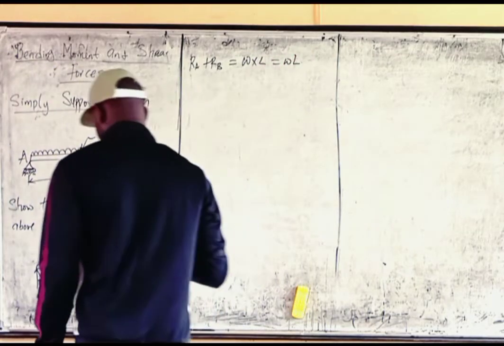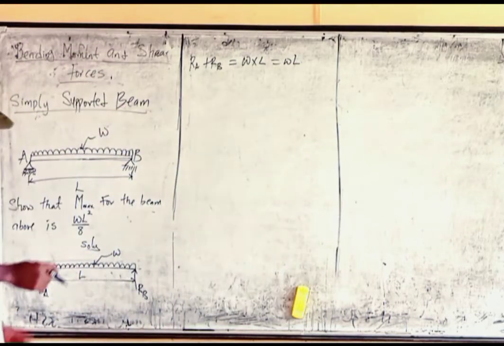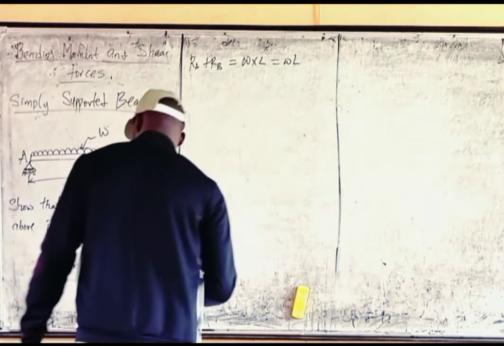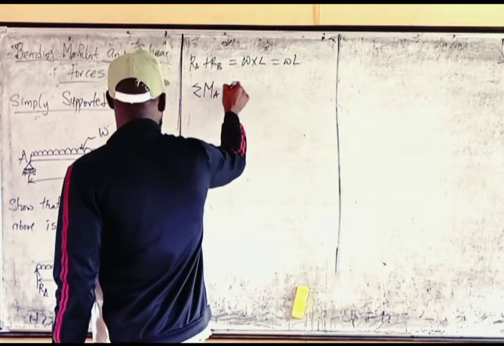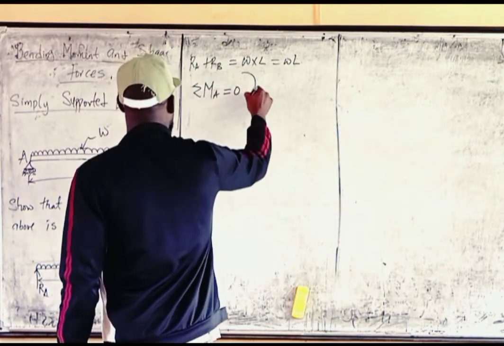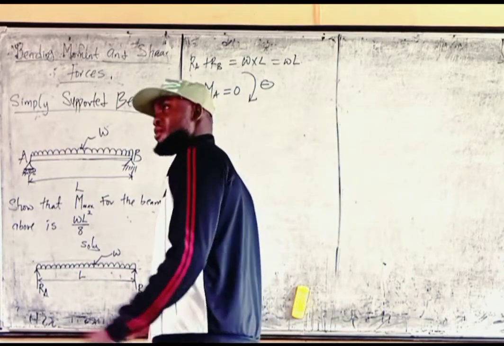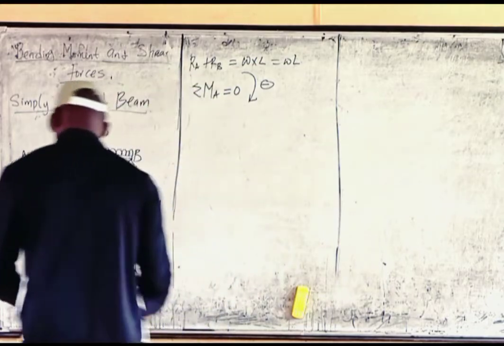The next thing, let's take moment about A. Let's take moment about this point A. All anticlockwise moments will be negative and clockwise moments will be positive. Once again, the sum of moments about A should be equal to 0. In this case, you can take clockwise moment as positive and anticlockwise moment as negative. I'm doing it that way. So let's go.